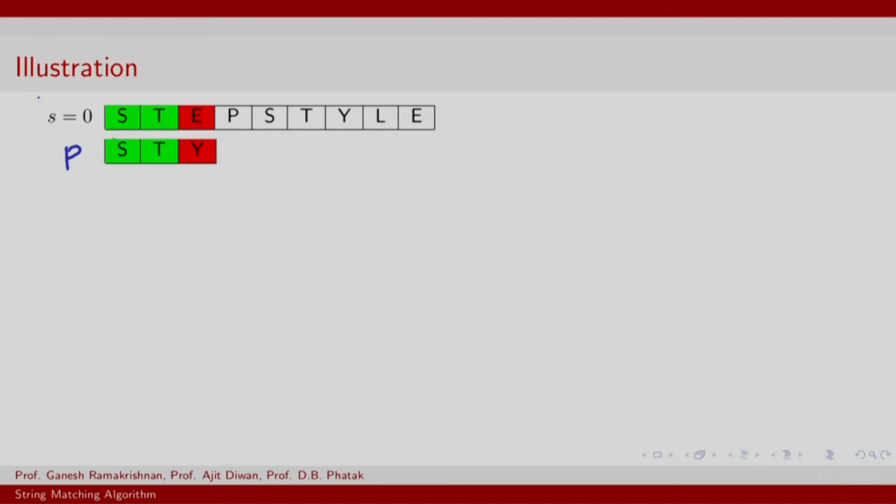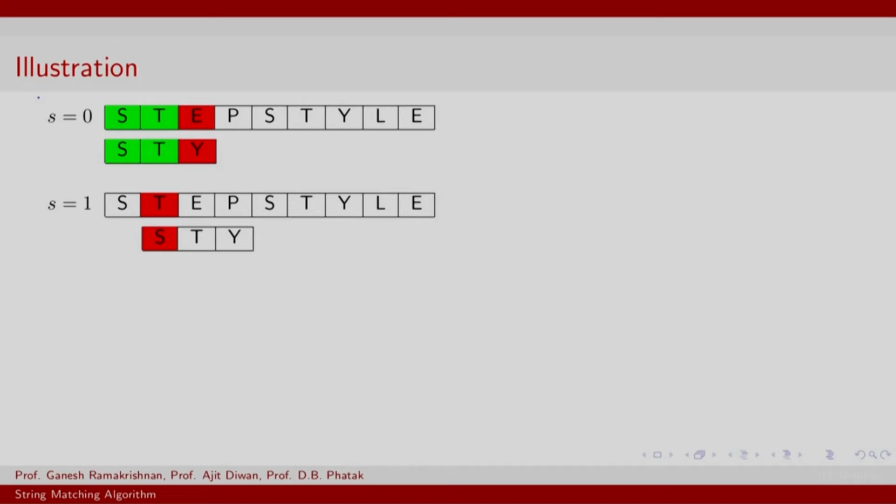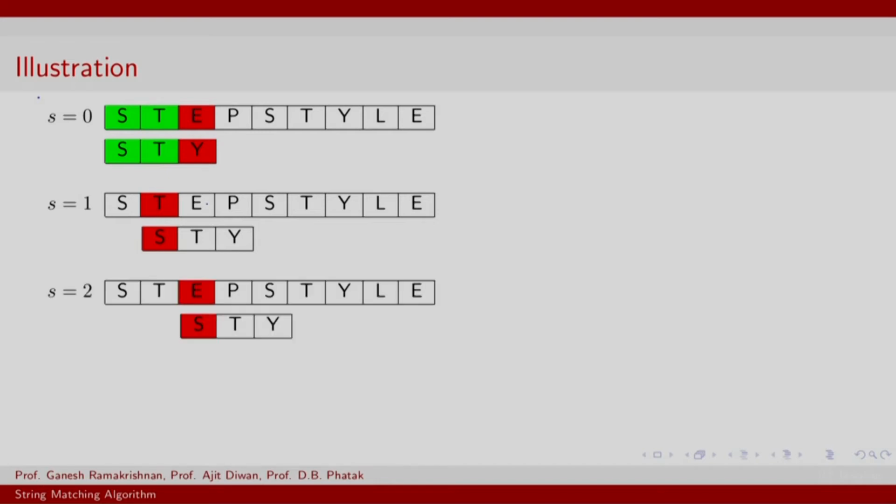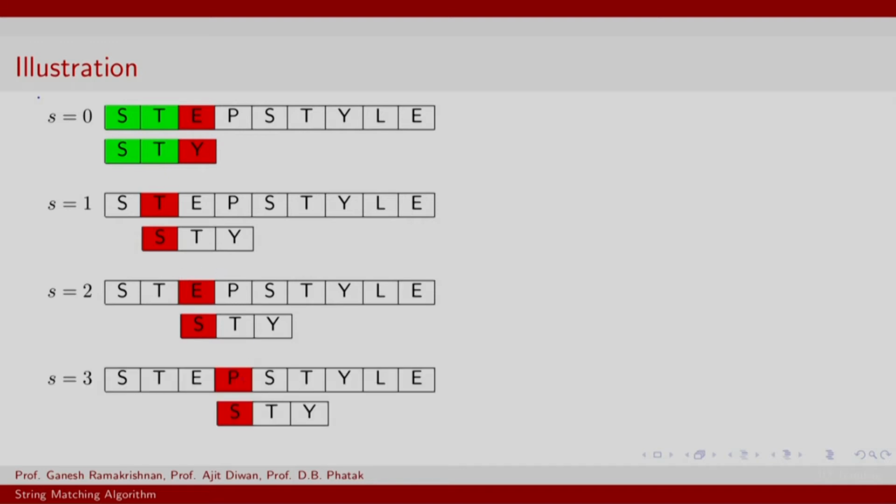You start from the leftmost end, S equal to 0. You find that there is a mismatch at the third position, though there is a match in the first two positions. You can then think of moving the pattern to the right, scanning at the second character position of the string. You find a mismatch right away. Further down, you again find a mismatch at E and then at P.